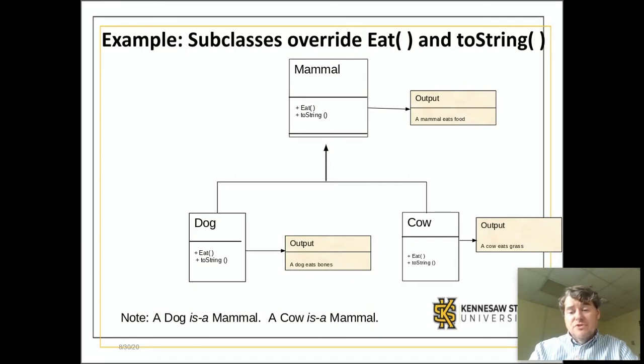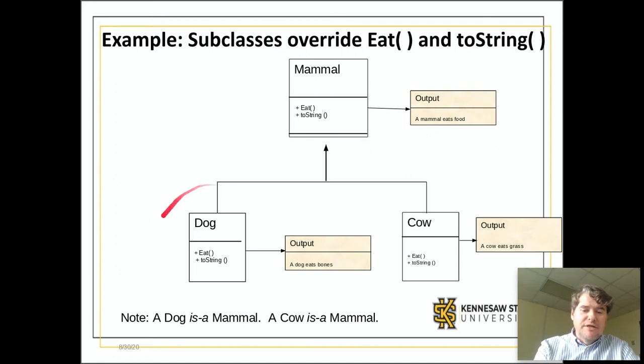So mammal exposes two methods. They're both listed with a plus sign, and you'll remember that tells you that these are public methods. So any child that inherits from this mammal would be able to call eat or toString. So a mammal eats food. Great. That's pretty generic. Doesn't really mean a whole lot.